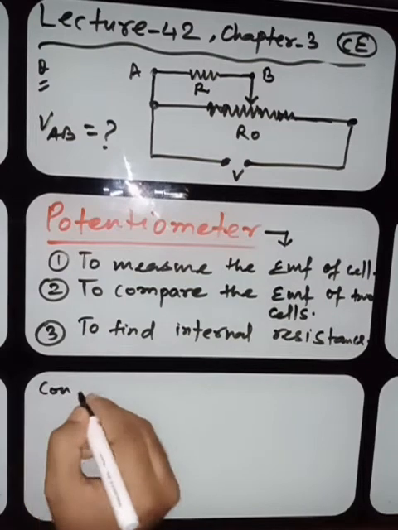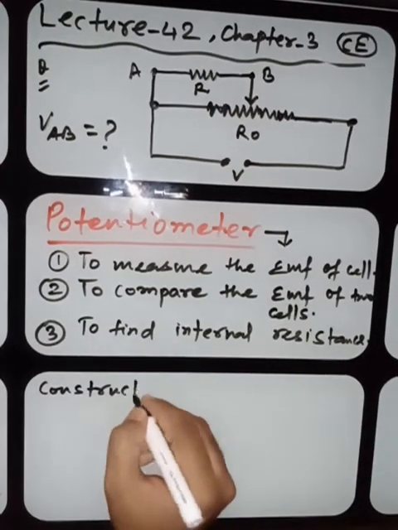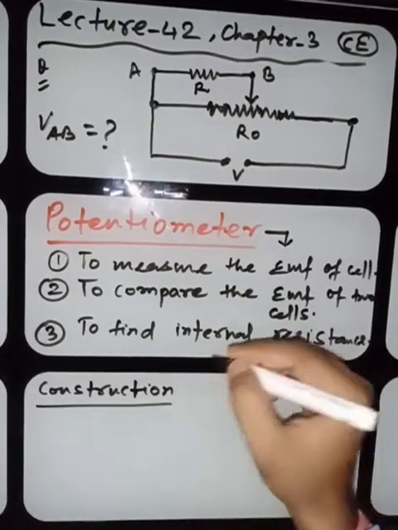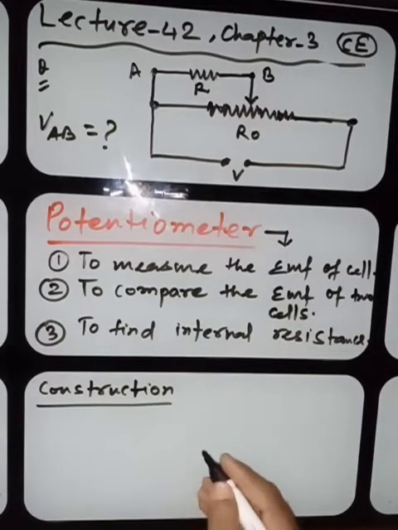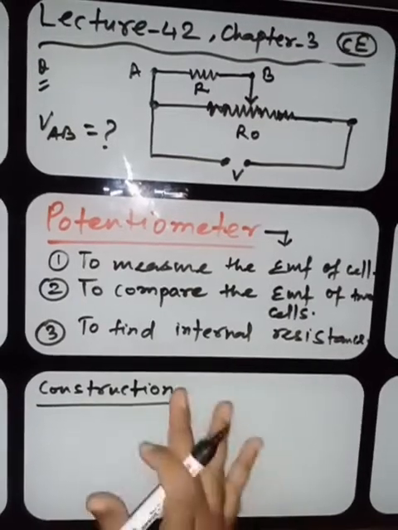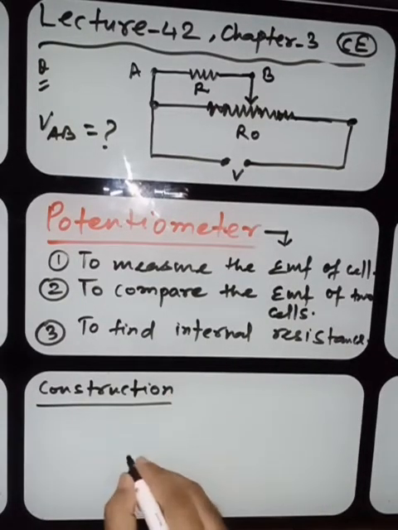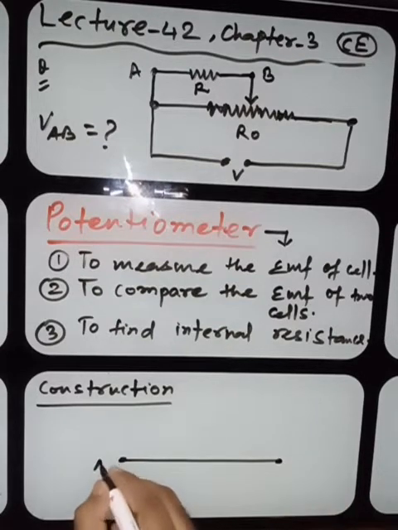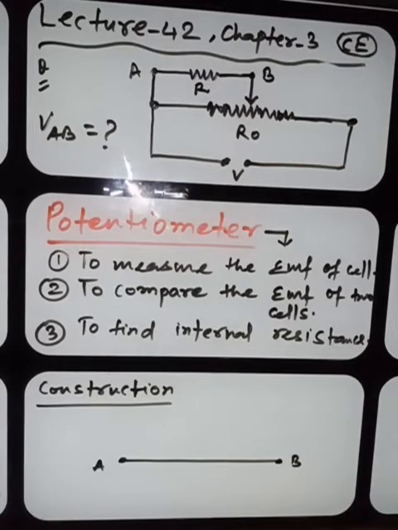So it is the construction. Here we go for the construction of potentiometer. I am representing here the very simple circuit of potentiometer. Look at here. This is the potentiometer wire, say AB, and on the board only this wire is given, and that's it.